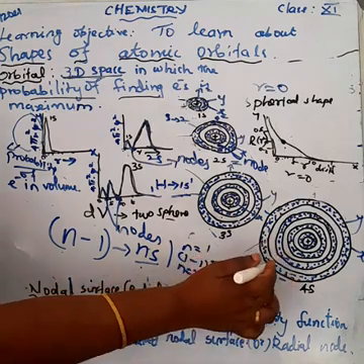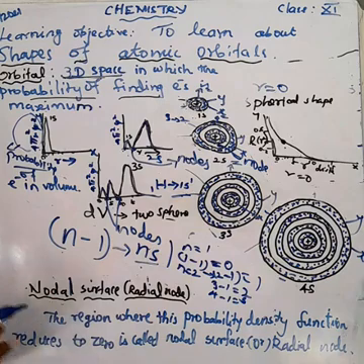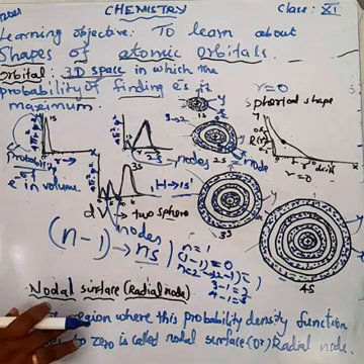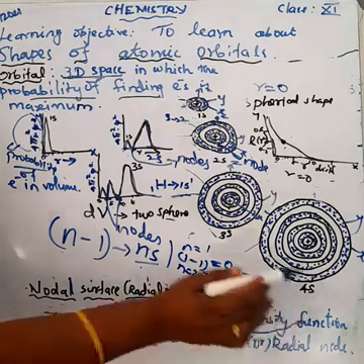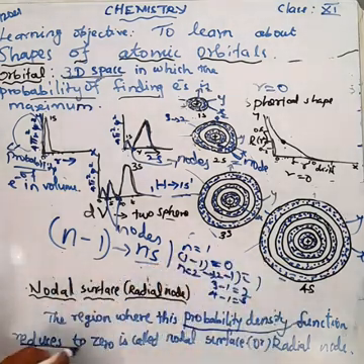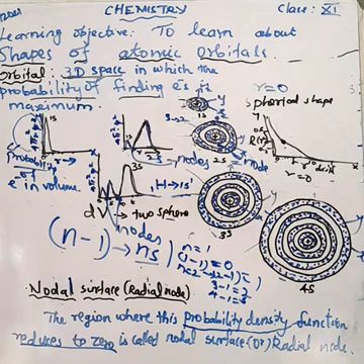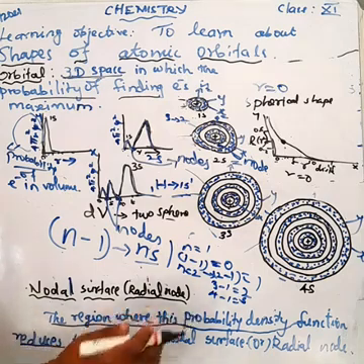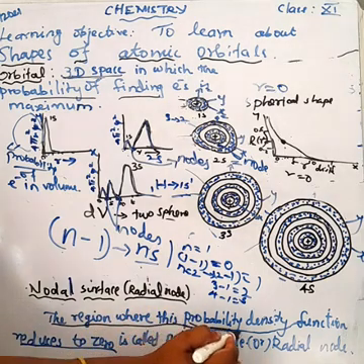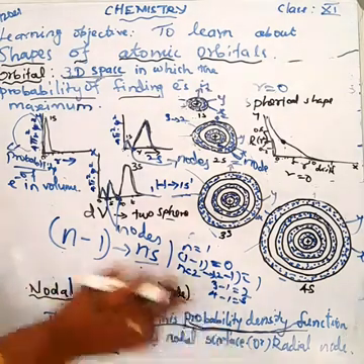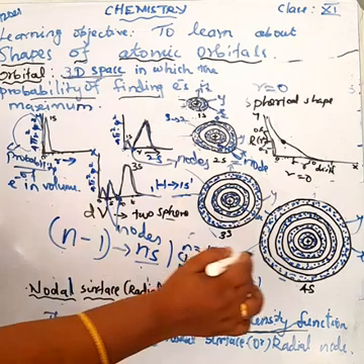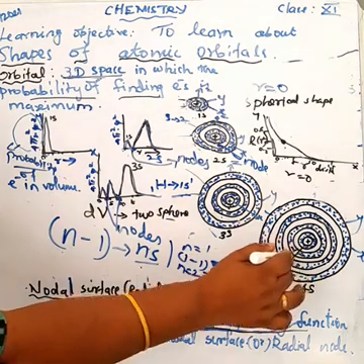Understood? So what do you mean by node? Node means the region where the probability density function reduces to 0. Very, very important. What do you mean by nodal surface or radial node? It means the region where the probability density function reduces to 0 is called a nodal surface. Understood? Okay. I hope all of you understood.